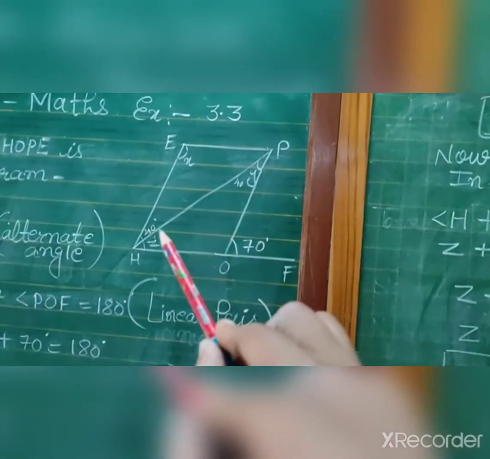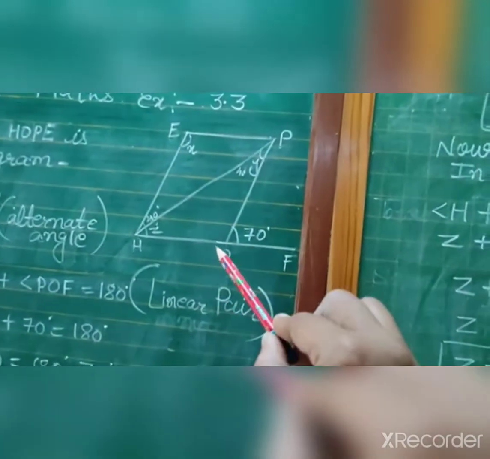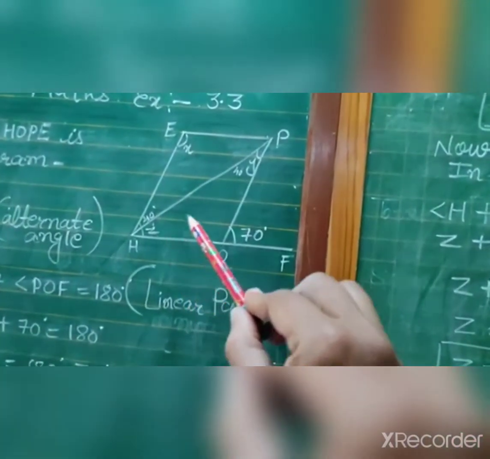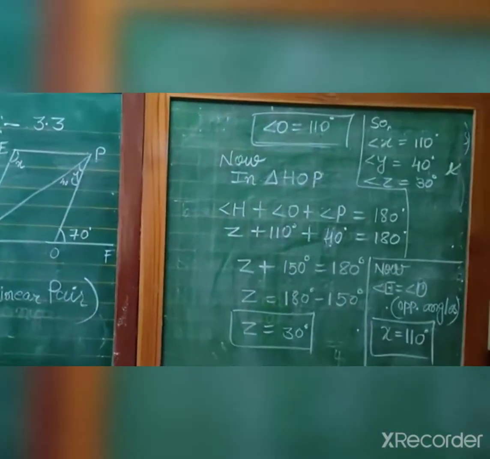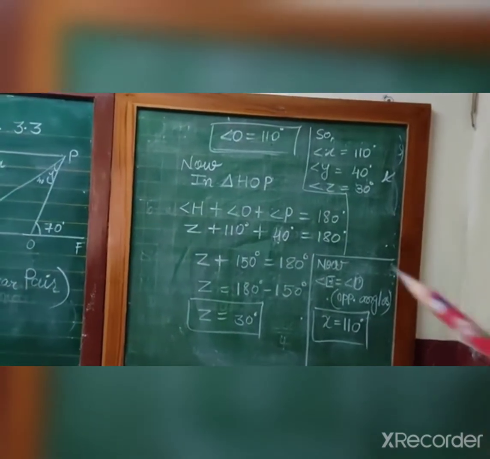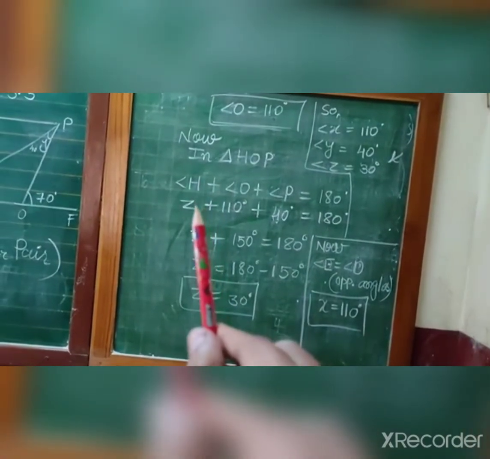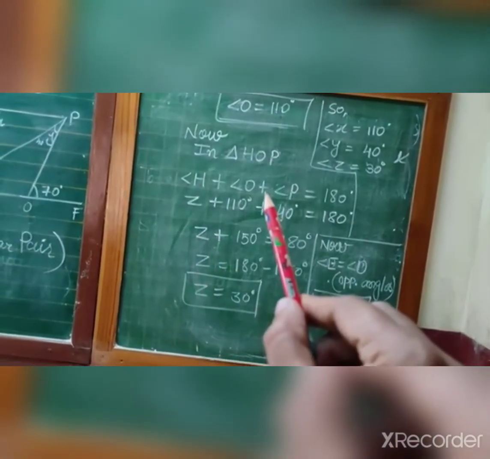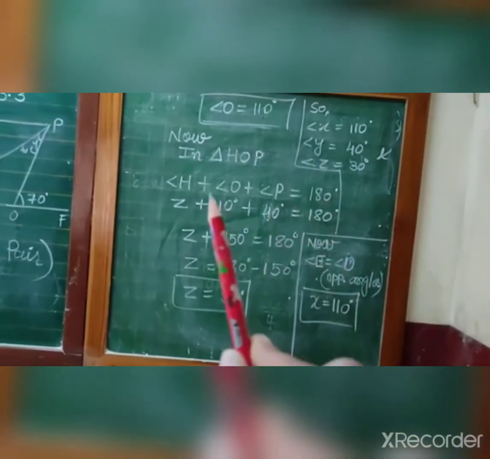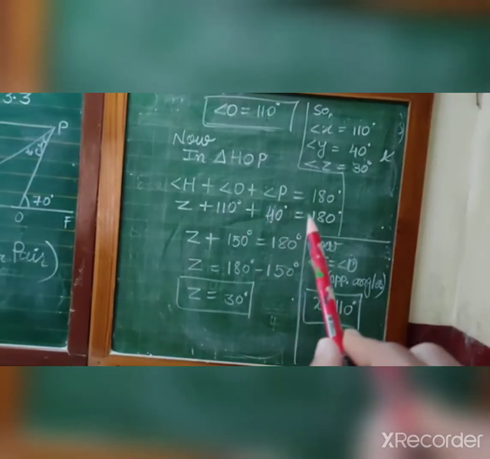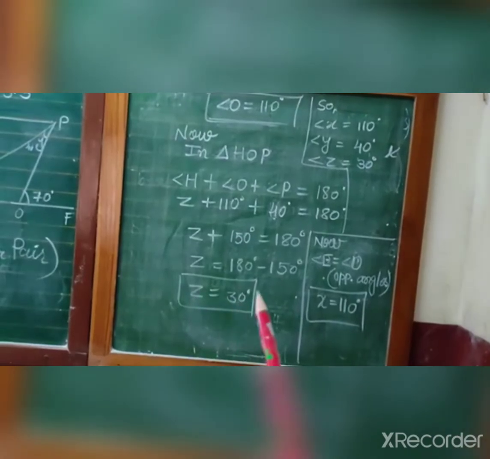Now in triangle HOP, the sum of all three angles will be 180 degree. Angle Z you don't know, this you know 40 degree, and this angle you have calculated 110 degree. So angle H plus angle O plus angle P. The name of the angle H is Z. Angle O is 110 degree. Angle P is 40 degree, equal to 180 degree. Z plus 150 degree is equal to 180 degree. So Z equal to 180 minus 150. So Z equal to 30 degree.